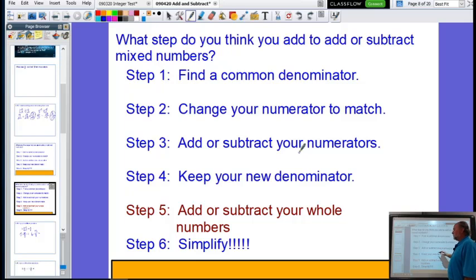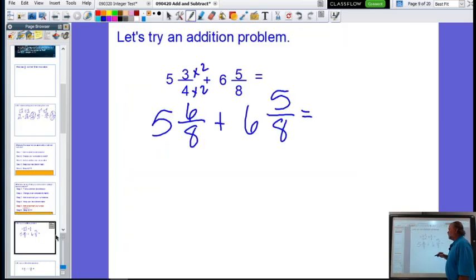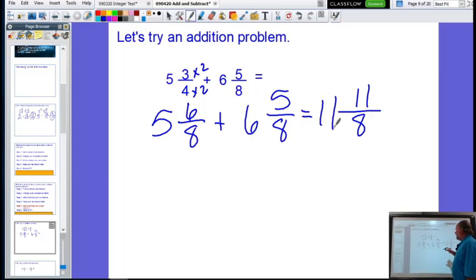So next is add or subtract your numerators. So in this case, we're going to add our numerators. 6 plus 5 gives me 11. And then next step is keep your denominator. And now add your whole parts. 5 and 6 make 11. And then last but not least, we try to simplify.